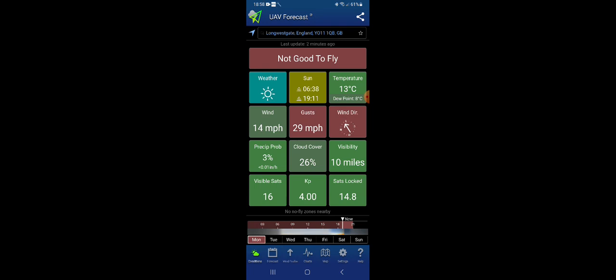So obviously gusts are a little bit dodgy at the moment. I've got the wind direction set to the compass, so it actually tells me. It's using the compass, so it points in the right direction depending on where my phone is pointing.